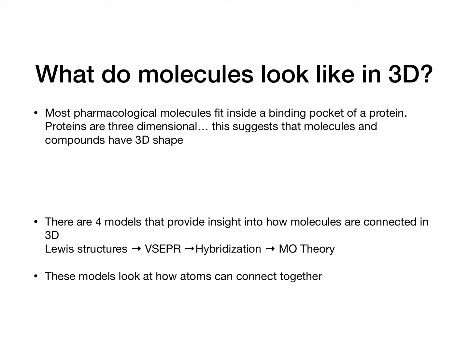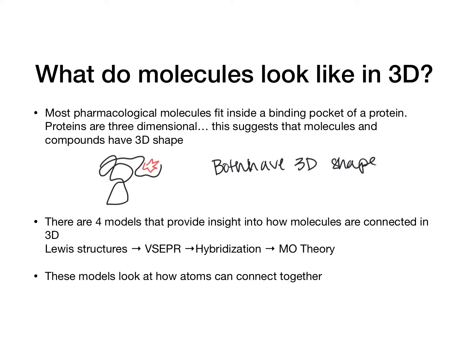And so when we think about a protein that could look something like this, we're going to end up having a small molecule that fits in this pocket. Both of these things have 3D space, or both have a 3D shape. When we think about 3D shape, it doesn't really matter what it is, but it has it.